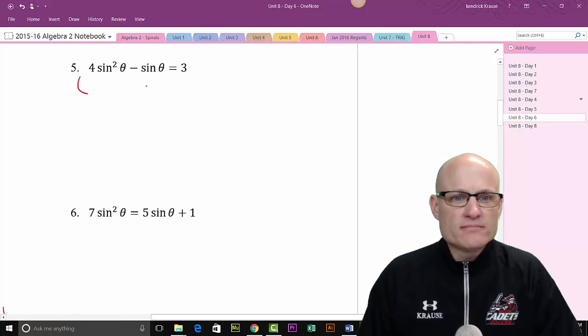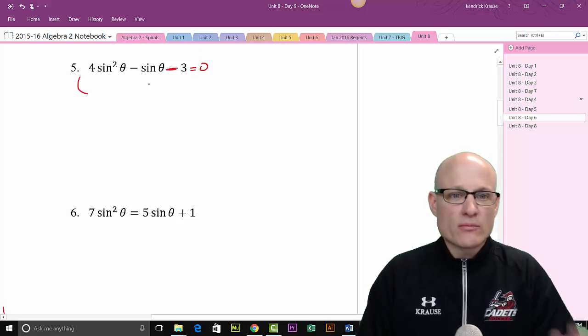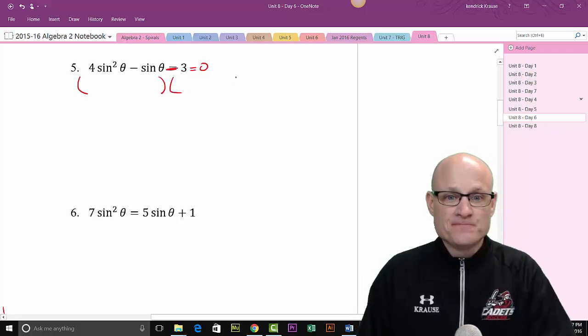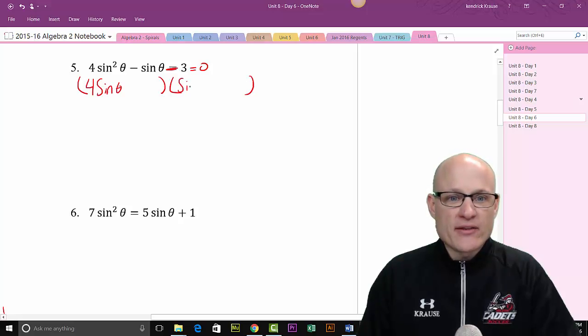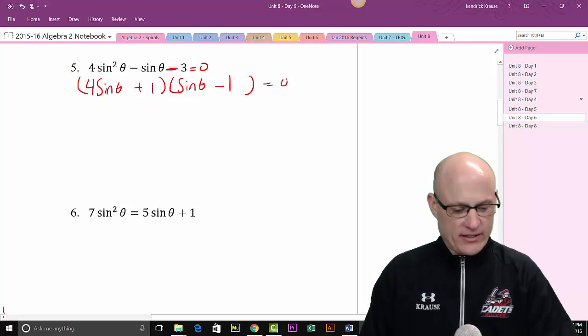So we're going to factor it. Maybe I should bring the 3 over first. Okay, so let me bring the 3 over. Minus 3 equals 0. So let's factor this. Factoring's not too bad. I'm pretty sure it's going to be 4 sine theta and sine theta. And then plus 1 and minus 3. I believe that's the factoring.